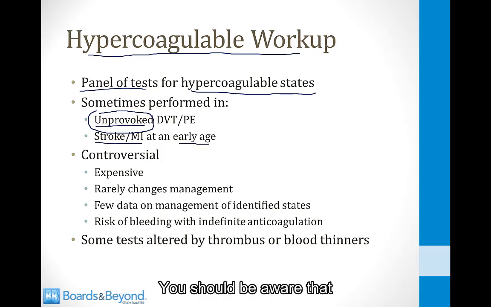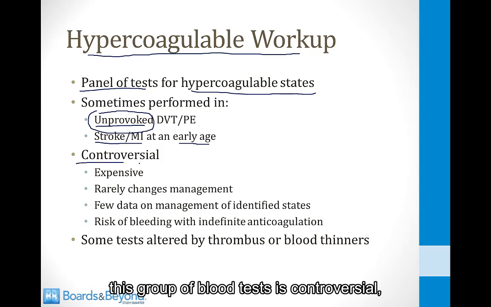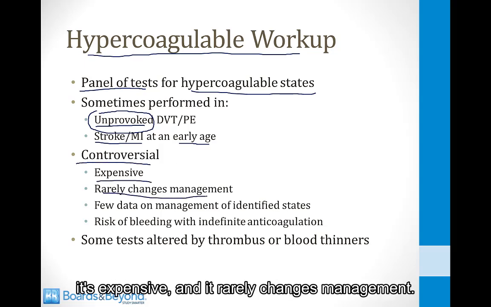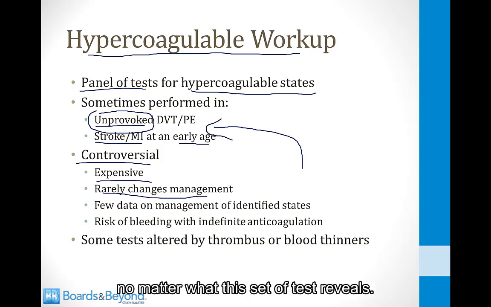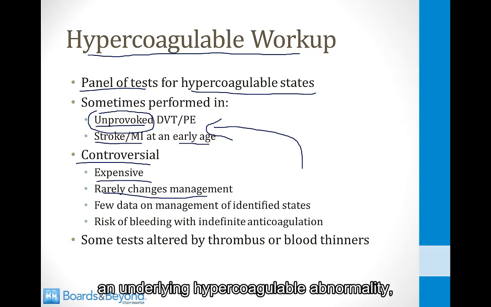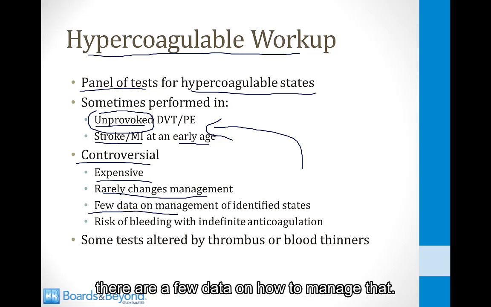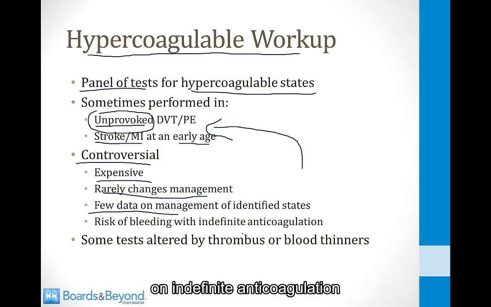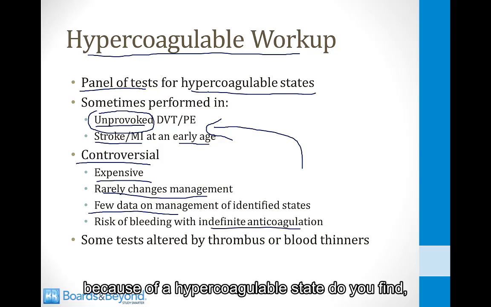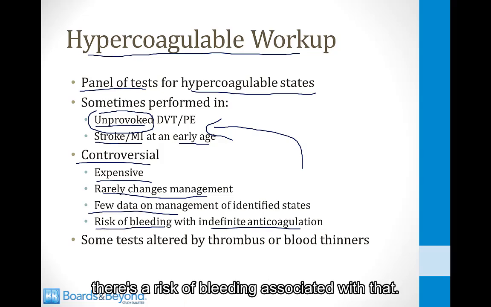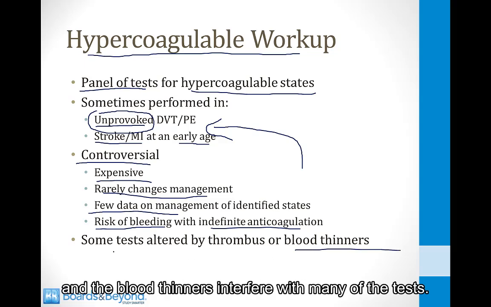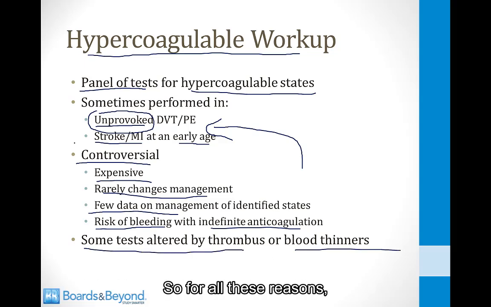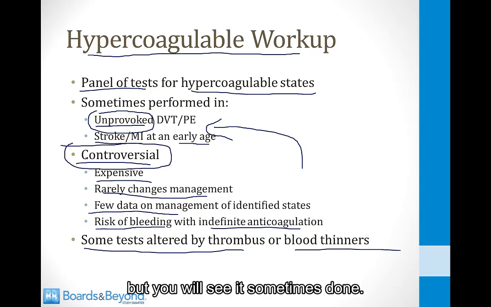You should be aware that this group of blood tests is controversial, it's expensive, and it rarely changes management. Many patients with one of these conditions need to be on blood thinners anyway, no matter what this set of tests reveals. In addition, if you do identify an underlying hypercoagulable abnormality, there are few data on how to manage that. And if you do decide to put the patient on indefinite anticoagulation because of a hypercoagulable state you find, there's a risk of bleeding associated with that. In addition, many of these patients are already on blood thinners, and the blood thinners interfere with many of the tests. So for all these reasons, it's a controversial panel of tests, but you will see it sometimes done.